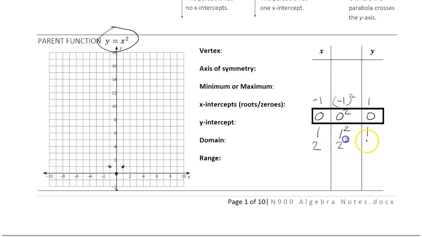2 squared is 4, so this point is 2, 4. The next point is negative 2 squared, which is also positive 4. Negative 2, 4 will be our next point. 3 squared is 9 for the point 3, 9. Negative 3 squared is also positive 9 for the point negative 3, 9.